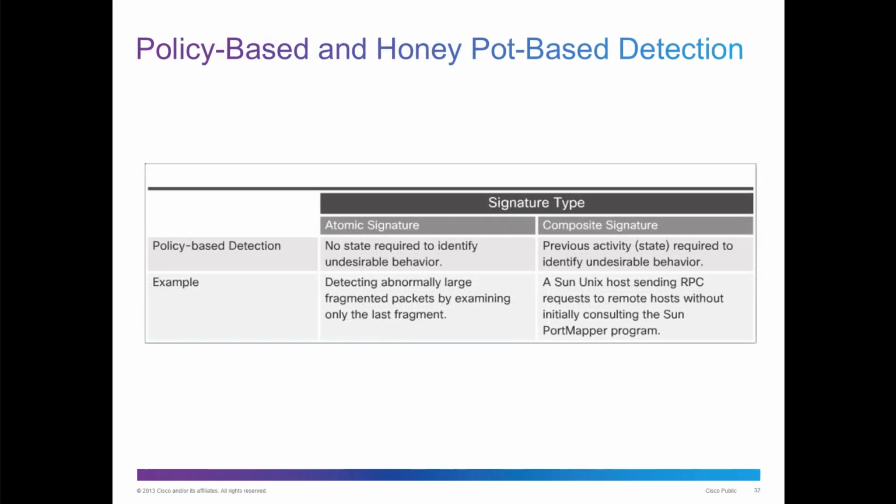Policy-based, again, determines abnormal large fragment packets. That's for single, where the larger attack could be like a Sun Unix host sends RPC requests to remote hosts without initially consulting the Sun port mapper. I don't really like that. That one's more of a, you have to configure policies, and that means you have to understand what the policies are to be able to configure them, and it's hard to grow and hard to keep current with attacks.